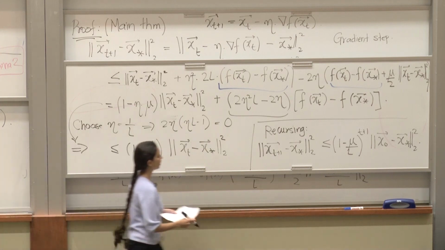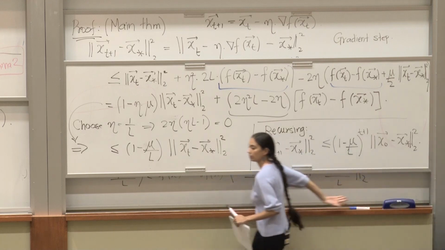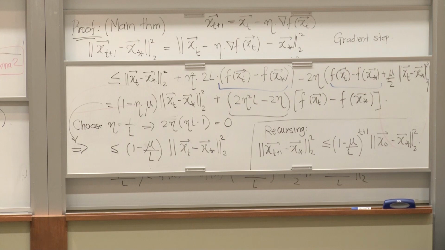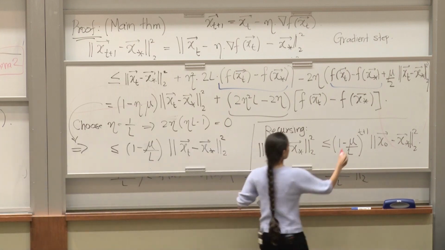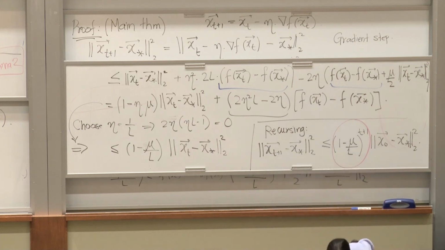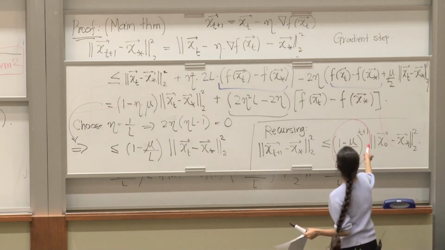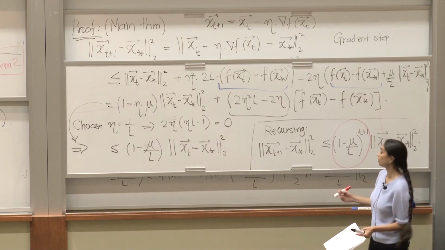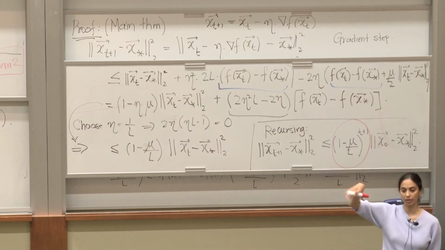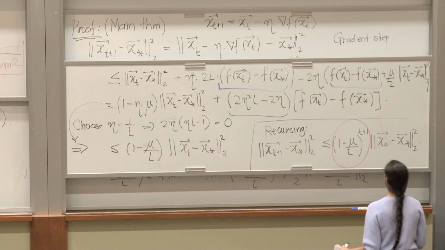So as long as this quantity is less than 1, I'm set, right? So I can choose an eta such that this is true. And this is always going to be less than 1, because remember, L is the Hessian of the quadratic that's on top, and mu is the Hessian of the quadratic that's on the bottom. So the steeper one always has the higher coefficient. So mu is always going to be smaller than L.